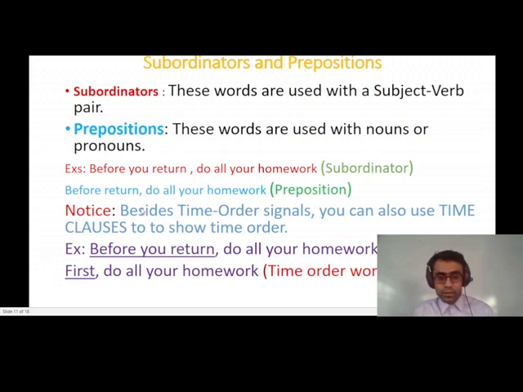Here are the examples, see. For example, before you return, do all your homework. Before you return, before is a subordinator here because we need to use a subject verb after it. So before is a subordinator, you is a subject, return is a verb.